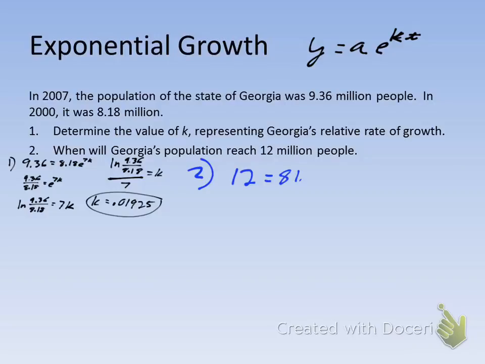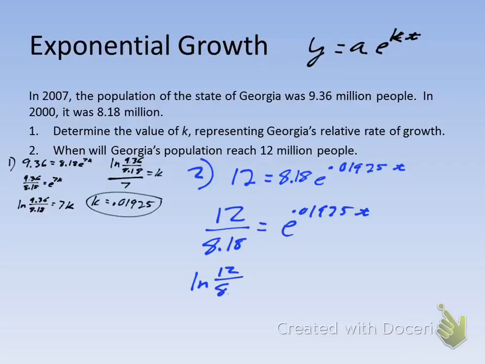So I'm going to do 8.18 times E to the K we found on the other side, 0.01925, and we want to find T. Like I showed you on the last one, I'm going to divide by that 8.18, but I'll just write it as that quantity, equals E to the 0.01925 T. Take the natural log of both sides: 0.01925 T.